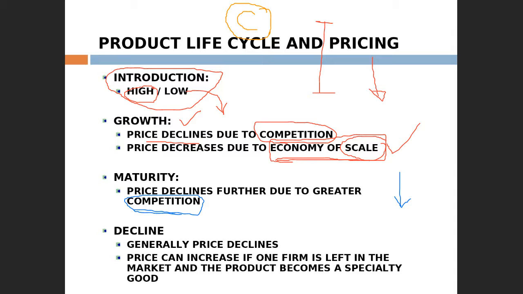Okay. Now, what happens in the decline phase is kind of interesting. In the decline phase, because people are not buying your product, eventually you're looking at phasing your product out of the marketplace, price begins to decline. However, if you happen to be the last one standing in the marketplace, your product becomes a specialty good, and the price might increase.